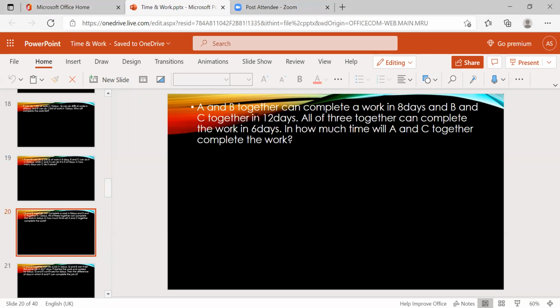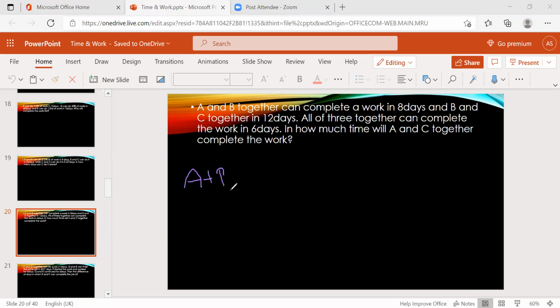A and B together can complete a work in 8 days and B and C together in 12 days. All of them together can complete the work in 6 days. In how much time will A and C together complete the work? So here, see what they are asking, same type of question, but they're asking us to find A and C together. Clear?